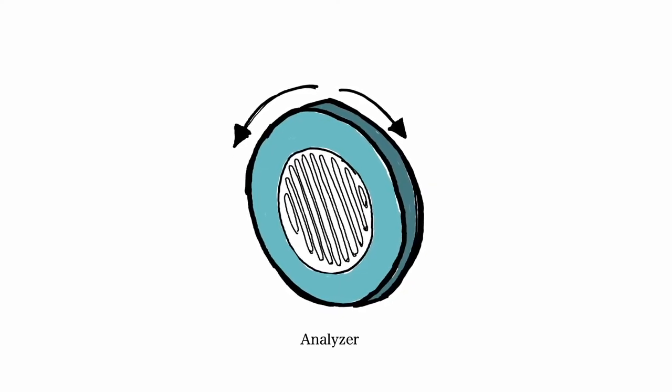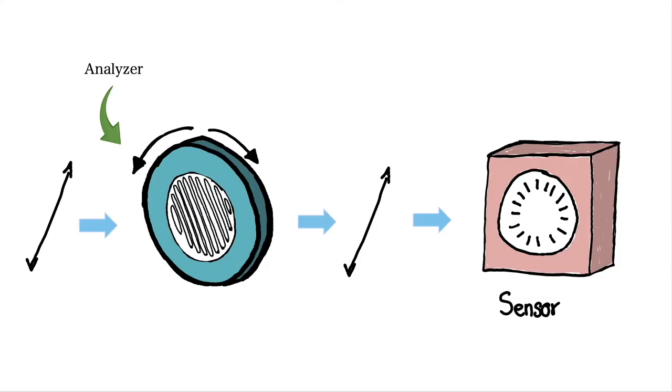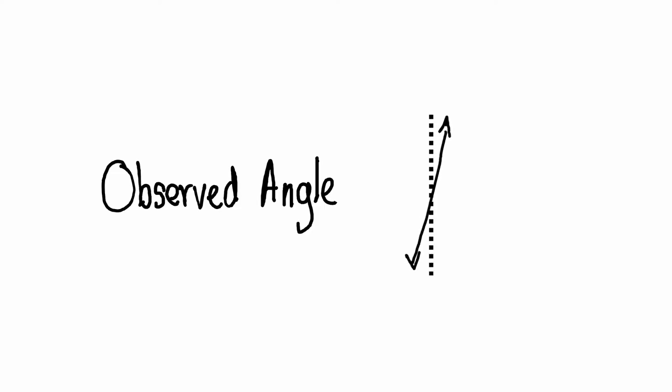After passing through the sample, the rotated light enters an analyzer. The analyzer is mounted on a rotating platform, allowing it to be turned around its axis. By rotating the analyzer, its alignment can be adjusted relative to the incoming polarized light. Behind the analyzer is a light sensor. This detects the intensity of the transmitted light. The angle at which the maximum transmission occurs is measured. This is recorded as the observed rotation of the plane polarized light.